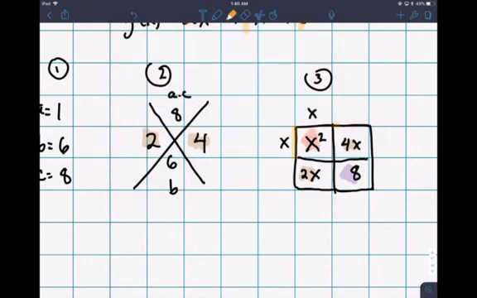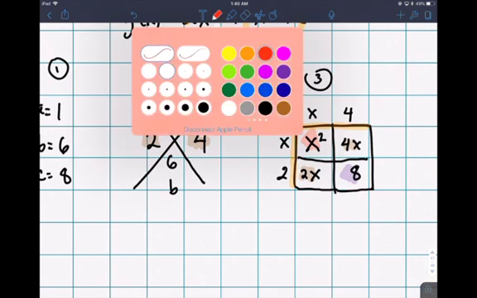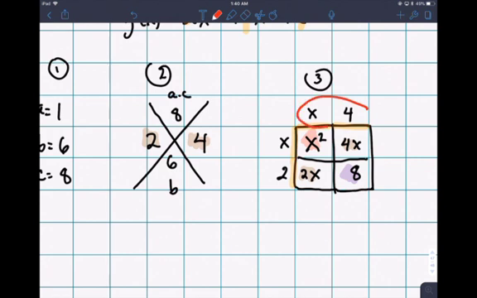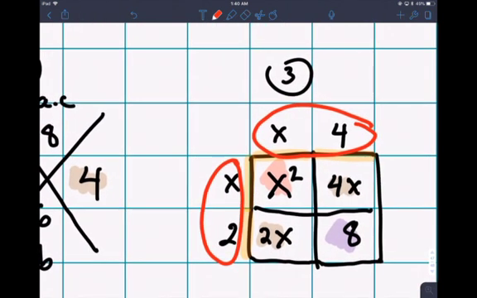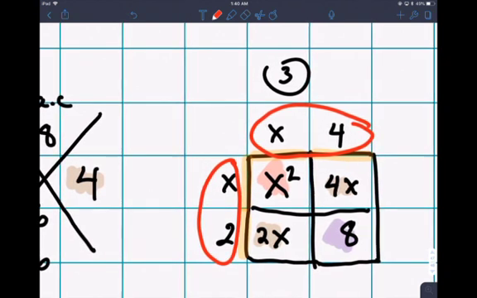x times what will give you 4x is going to be 4. x times what is going to give you 2x is going to be 2. And then the last box, notice that 2 times 4 is 8. So now I know how this works. Again, read it like this and read it like this. Remember, if there's no symbol in front of the number, it means it's positive.